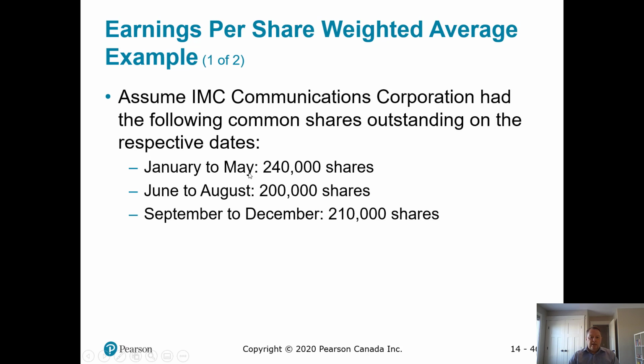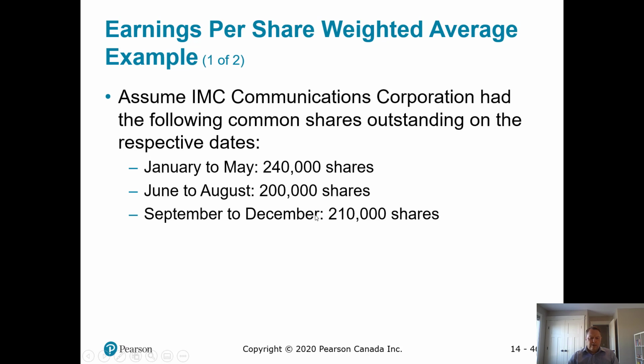From January to May, it had 240,000 shares issued. From June to August, it had 200,000 shares issued. And then from September to December, it had 210,000 shares. So it looks like it repurchased 40,000 of its shares at the end of May or at the beginning of June. And then here in beginning of September, we issued another 10,000 shares.